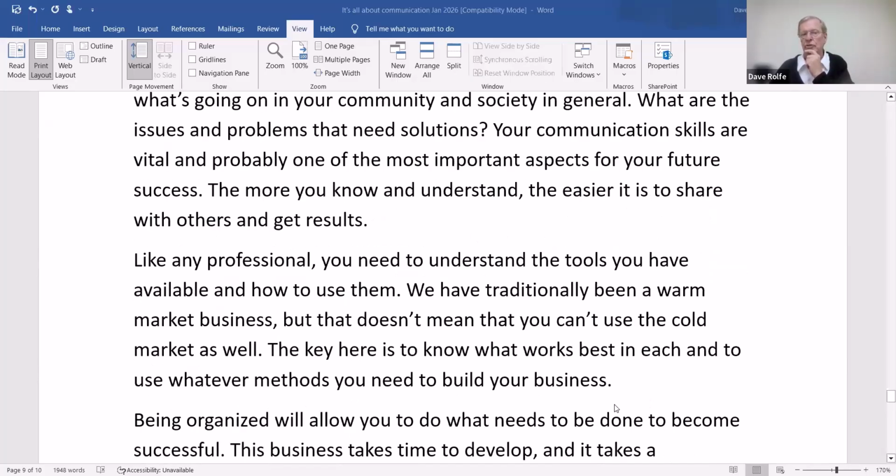Like any professional, you need to understand the tools you have available and how to use them. And we have traditionally been a warm market business. That doesn't mean that you can't use the cold market as well. The key here is to know what works best in each and to use whatever methods you need to build your business. I used the cold market with a newspaper ad once and got what I needed. I used the warm market: neighbors, associations, referrals.